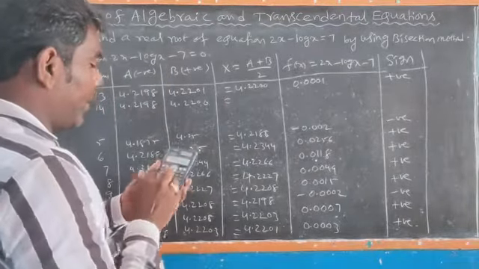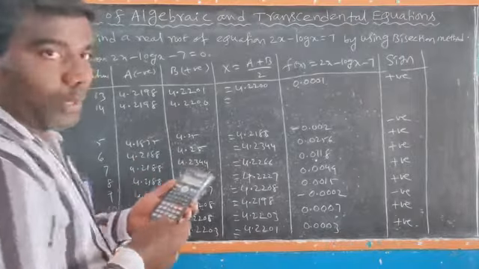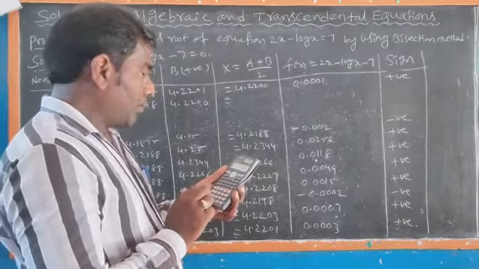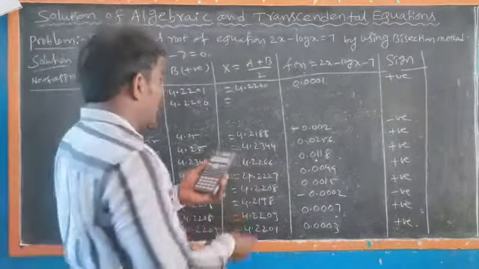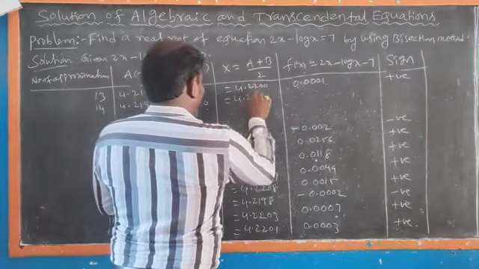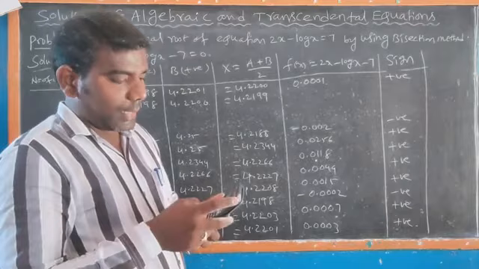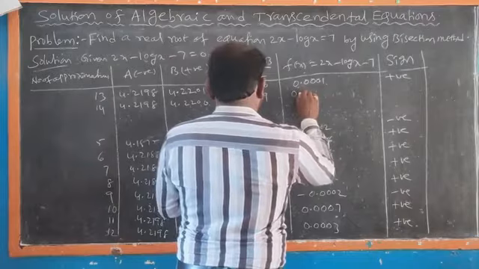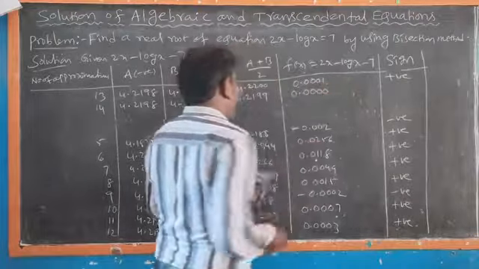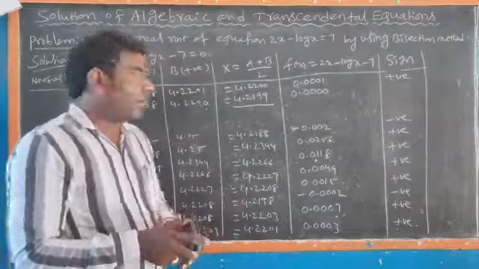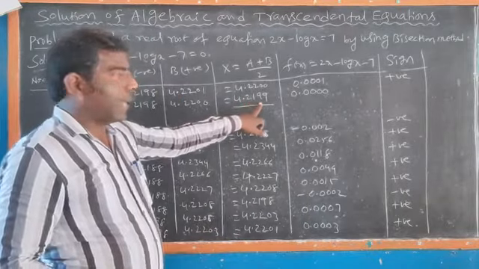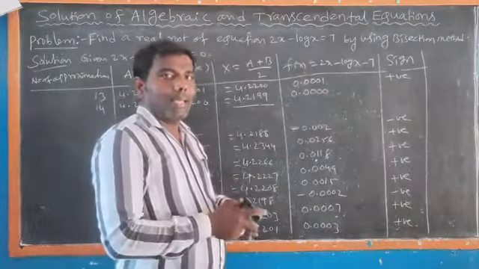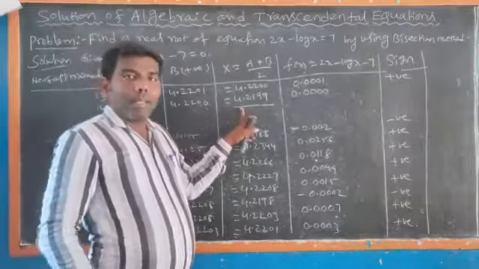Now go back, get the formula calc: a value 4.2198, b value 4.2200. Okay, right. 4.2199, substitute x in f(x), then 0.000. Okay, so finally here observe 4.2199, substitute in f(x), then we get 0. So hence this is the final root.